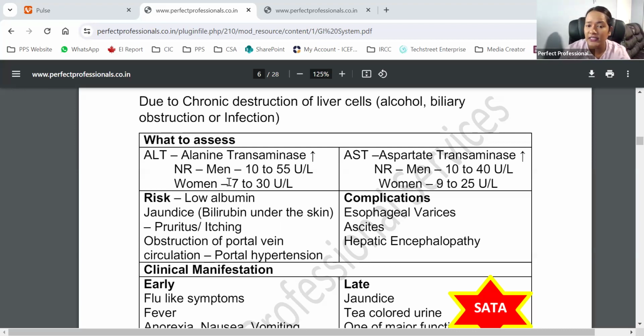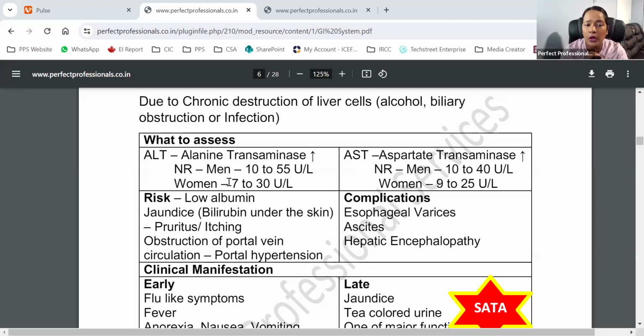Next is AST. Aspartate transaminase will be high. AST, ALT both will be high. So you will have heard of SGOT, SGPT, right? It's the same thing. Okay, these will be high. SGOT, SGPT will be high.